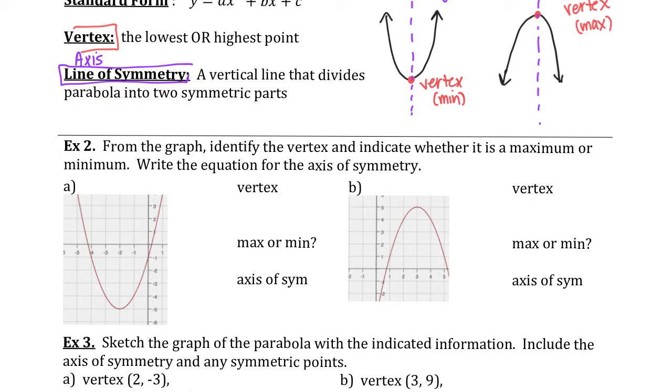Okay, so on the next two graphs, I'm going to identify some of these features we just talked about. I'm going to find the vertex, I'm going to indicate whether it's a maximum or minimum, and I'm going to write the equation for the axis of symmetry. I'm also going to draw these points in.